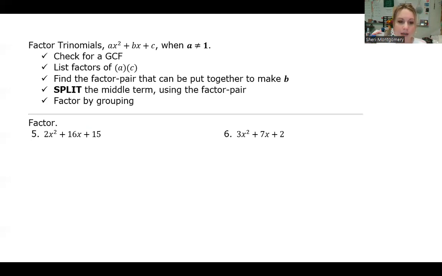So GCF, as I look through there, 2, 16, 15, I don't have one. So now I will find factors, but I have to do 2 times 15. So 2 times 15, I get 30. And I'm going to find factors of 30. So 1 and 30, 2 and 15, 3 and 10, 5 and 6.